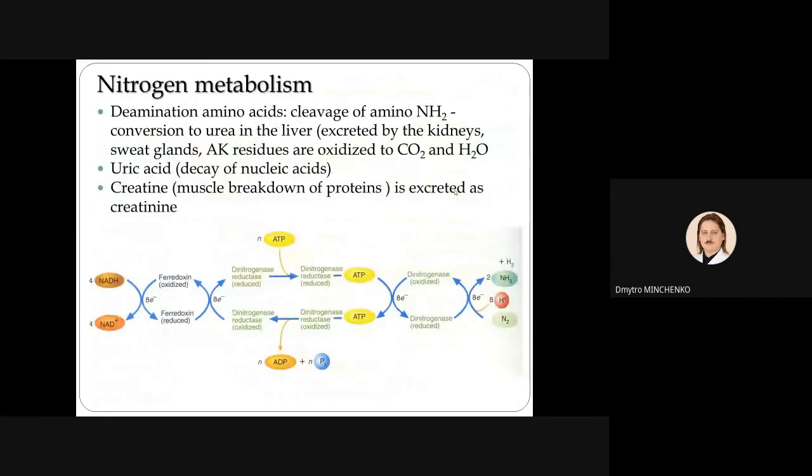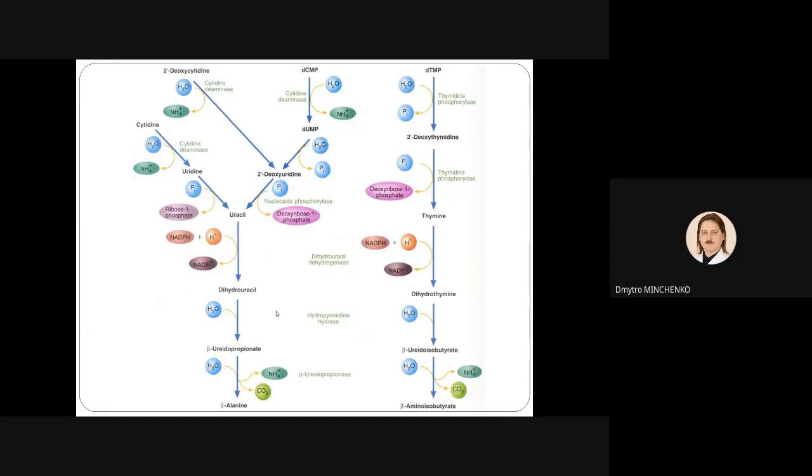Now, let's take a look at nitrogen metabolism. Deamination of amino acids: cleavage of the amino NH2 group, conversion to urea in the liver, excreted by the kidneys and the sweat glands. Uric acid comes from the decay of nucleic acids, and creatinine from the muscle breakdown of proteins, is excreted as creatinine. You can see the basic reaction. And here you can see the full pathway.